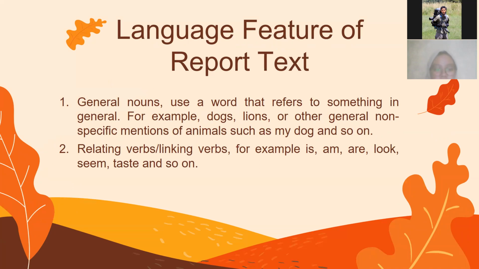Language feature of report text atau unsur kebahasaan report text. The first is a word that refers to something in general. For example, dogs, lions, or other general non-specific mentions of animals such as my dog and so on. Jadi, kata benda umum ini menggunakan kata yang mengacu pada sesuatu secara umum, singa atau penyebutan nama hewan yang lainnya, dan tidak secara spesifik. The second one, relating verbs or linking verbs. For example, is, am, are, look, seem, test, and so on.